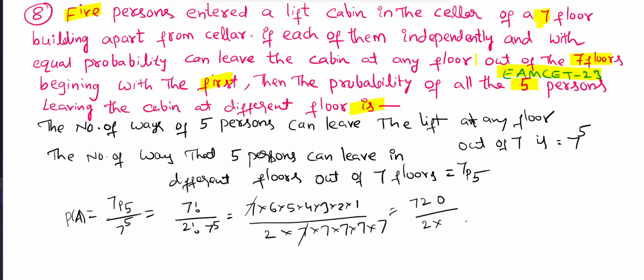So 7 power 4 value is 7 into 7, 49, into 49, that is equal to 720 by 2 into 49 into 49. Here 2 cancels, that is 360 by 49 into 49, this value is 2401. This is the required answer, 360 by 2401.